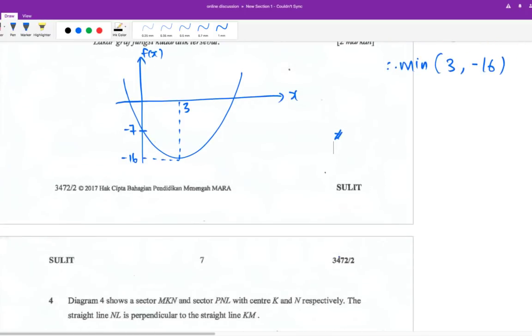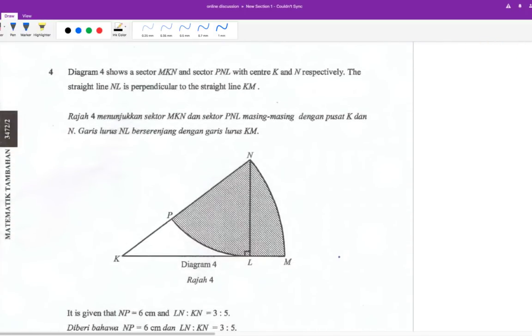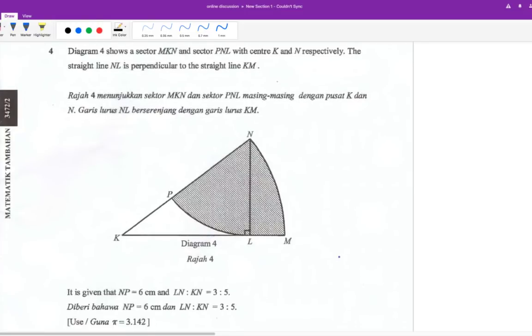Okay, so let's move on to the next question. Alright. Diagram 4 actually shows the sector MKN and the sector PNL. So I have two sectors here. MKN is the big sector, and then we have another sector, which is PNL. Yeah, this is another sector.